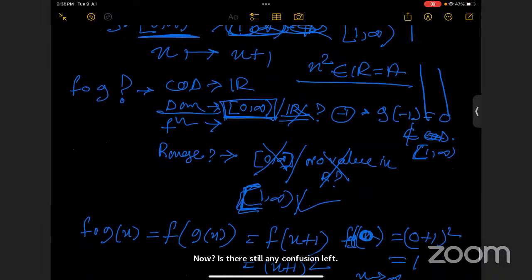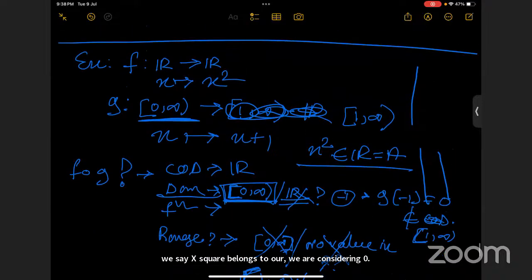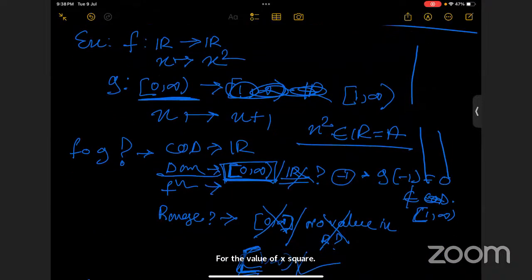Ma'am, but why not 0 in this case? We are taking 0. When we say x square belongs to R, we are considering 0 for the value of x. Sure, why not? 0 square will be again 0, and this belongs to R. So we are taking the closed interval 0 to infinity. Okay, so this is the domain for the composition f o g.